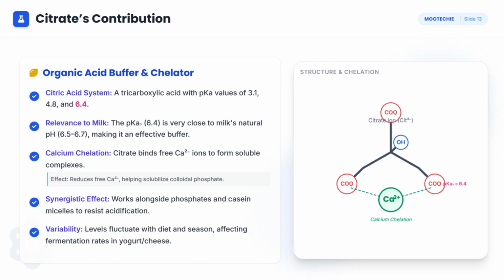It's important to note that citrate levels fluctuate with diet and season, which affect fermentation rates in yogurt and cheese. A diagram would show the structure of a citrate ion with 3 carboxylate groups, COO-, and 1 hydroxyl group, and illustrate how it can bind to a calcium ion, calcium 2+, through chelation.